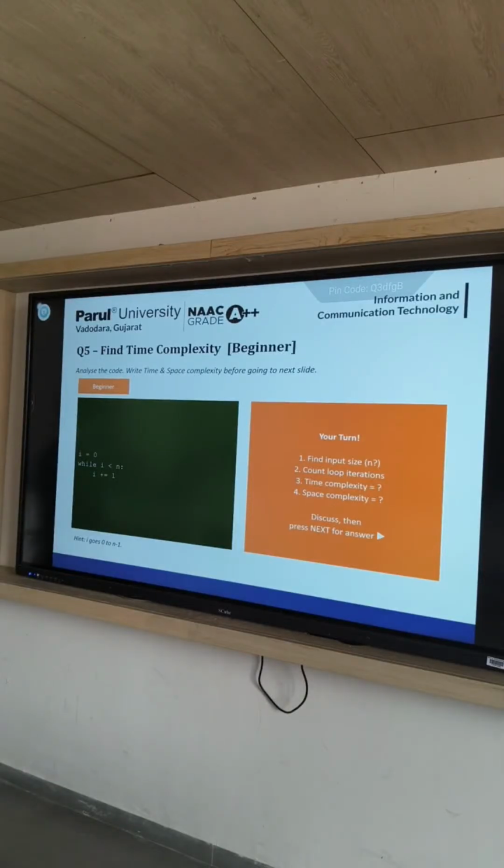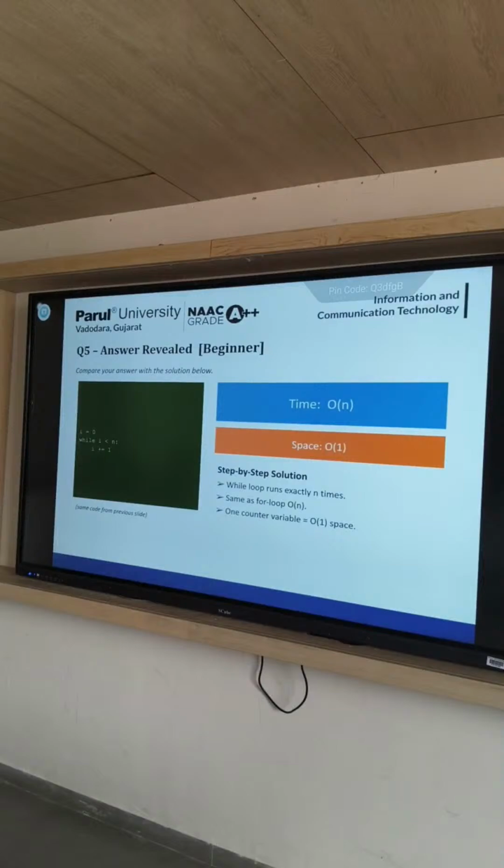But here it became 10. For 10 it will be 10, because i is starting from 0, not from 1. So if the given input size is n, and iterations are happening n times, then what will the time complexity be? Big O of n. So tell me, what will the final time complexity be? Big O of n. Space complexity big O of 1. Great, perfect. Next question.